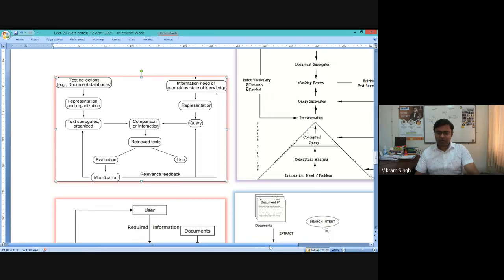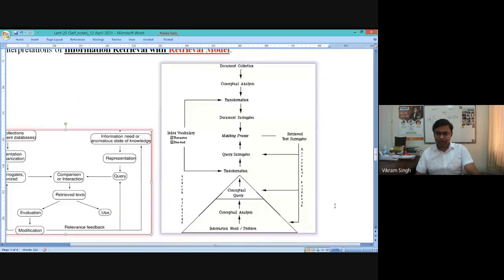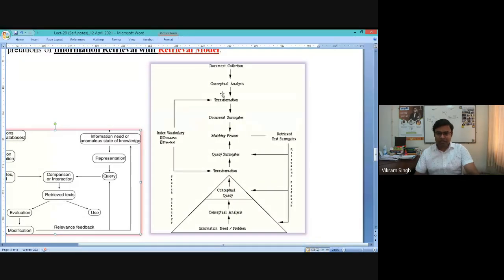Now, if you go to the next representation, which is widely available from some researchers or in some books, you can see at the top the document collection, which is transformed into conceptual analysis, and then there is a transformation. This transformation is basically derived in the form of document surrogates. Now, this document surrogate information is sent to the matching process, the process we have been discussing for at least the last two lectures, ranking and matching both.